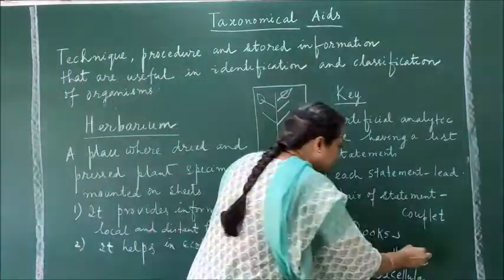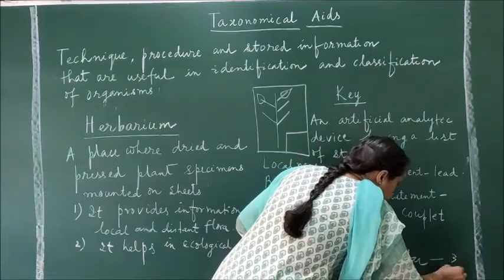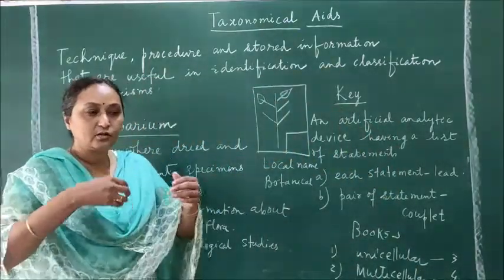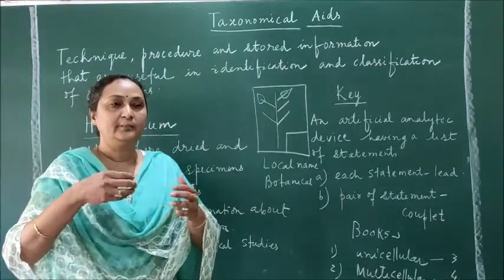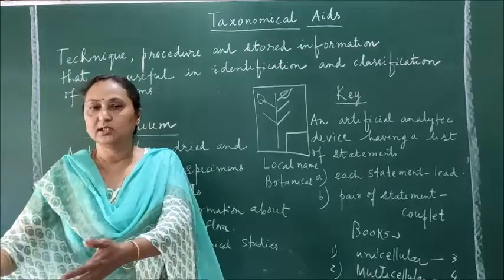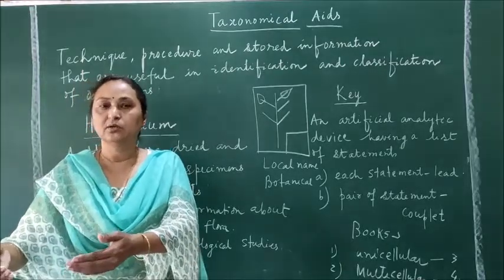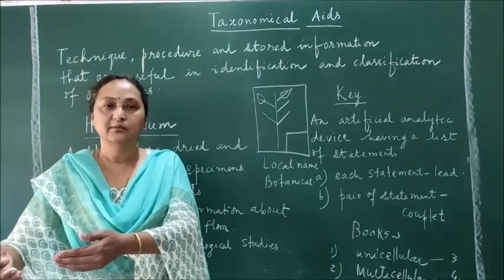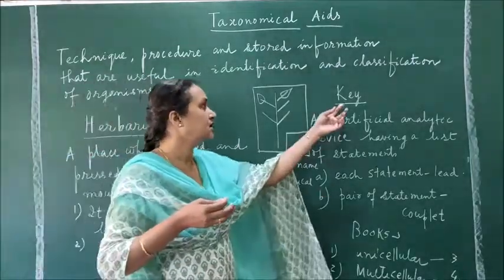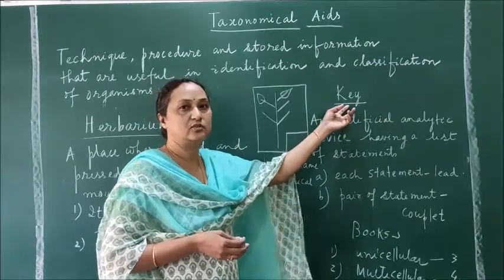Alright, now suppose the first one is appropriate for your specimen. Then it is written here that you can go to the third or you can go to the fourth statement. So like this the clue will be given, and depending on the character which is there in your specimen, as you proceed further, automatically you can know to which class the plant belongs or to which family the plant belongs. So this is called key. So key is also another taxonomical aid.